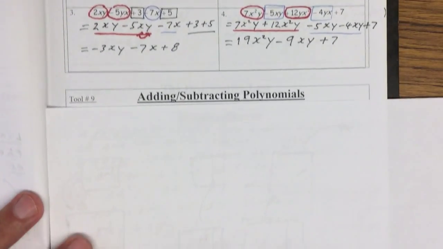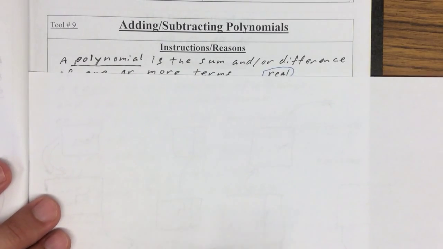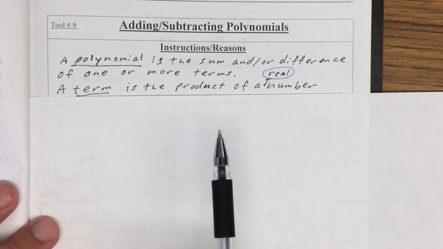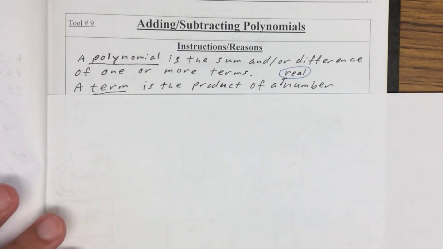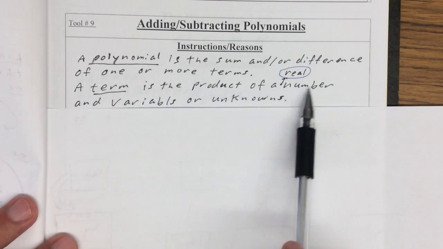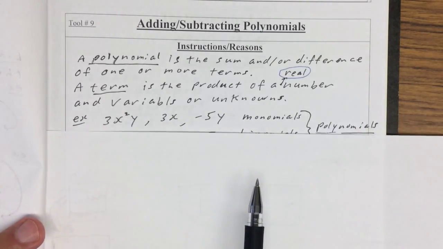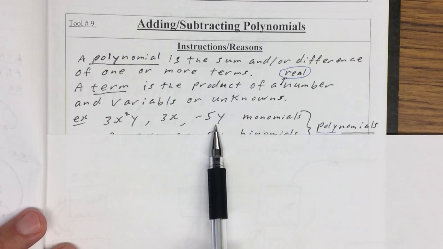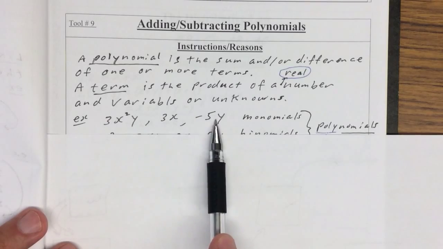Adding and subtracting polynomials. A polynomial is the sum and or difference of one or more terms. A term is the product of a real number, meaning any decimal or whole or fractional number, numbers that we normally use, and a variable or unknown. And variables are unknowns. So for example, 3x squared y, 3x, and negative 5y. These are all polynomials. It's a multiple of variables or unknowns.